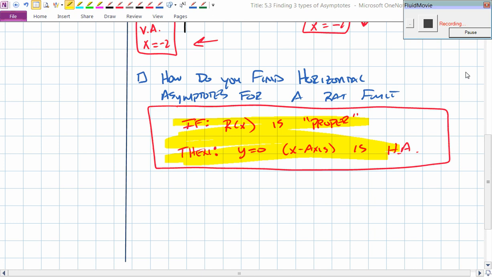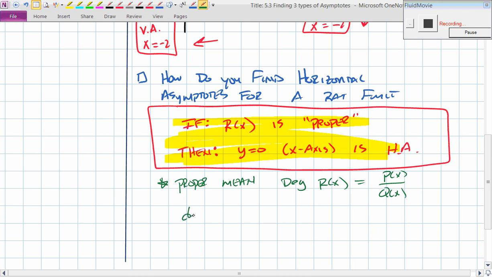It's a great question, great segue. What exactly does proper mean? Proper means the degree of your rational function, where r of x equals p of x over q of x, the degree of p of x is less than the degree of q of x. So kind of like a proper fraction, right? A proper fraction would be something like 2/3. The number on the top is smaller than the number on the bottom. You agree with that part?